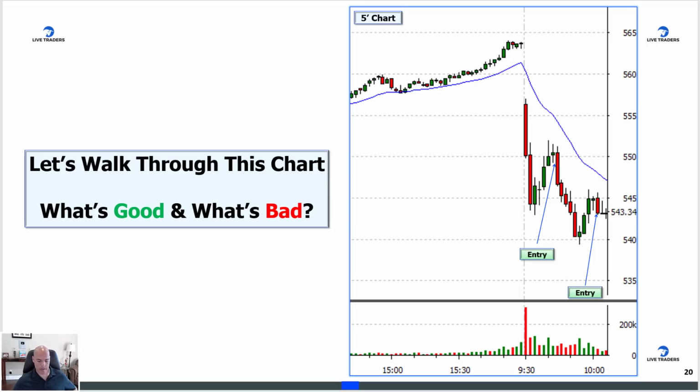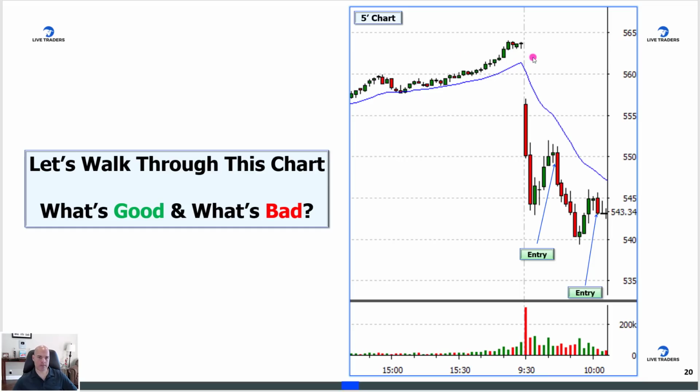Last big chart of the day. All right? It's going to be a little shorter this week. Let's walk through this chart, what's good and what's bad. This is not the same chart. It's a different chart, same concept in that it's a sell setup. I put entries here and here. Let's walk through it and talk through it and find out what's good and what's bad about this.